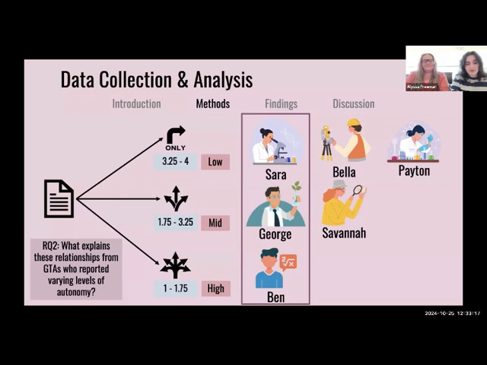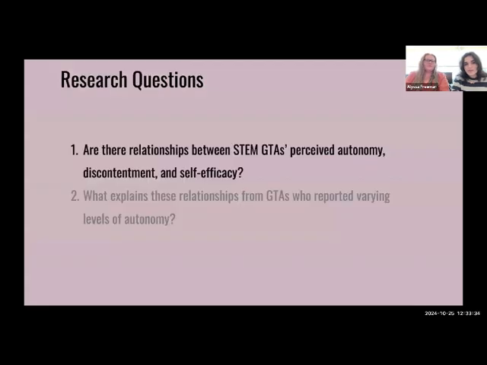Biology GTAs tend to report levels ranging from low to mid and not high levels of autonomy, which is an interesting finding within itself. So to imagine what a high autonomy GTA would look like, we are also including Ben's story, who's a math GTA. Just as a reminder, this is our first research question, and we're going to share our data based off of this question.